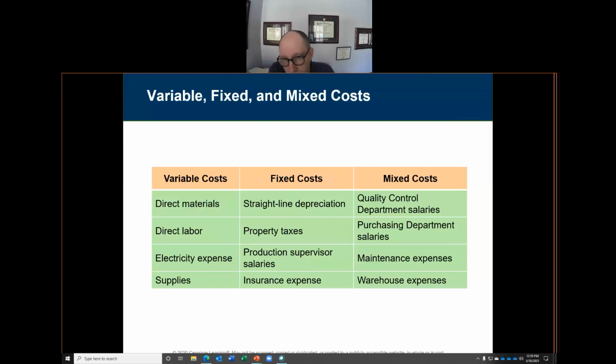Examples of mixed costs include things like quality control department salaries. It's based off of the number of quality control inspections that the employees in that department make. Purchasing department salaries, based off of the number of purchases that the company makes over time. Maintenance expenses, base plus overage, right? Warehouse expense, base plus overage.